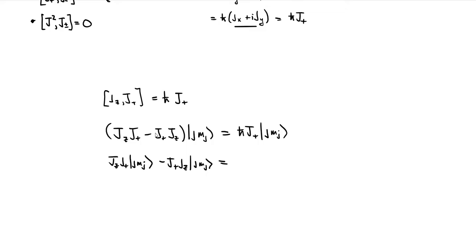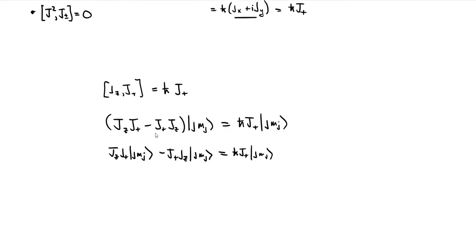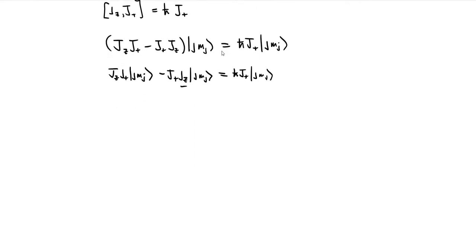J_z J_+ |j m_j⟩ has to be equal to ħ J_+ |j m_j⟩ plus J_+ J_z |j m_j⟩, right? We know how J_z acts on that eigenstate. So J_z can be written this way: m_j ħ, acting on that |j m_j⟩, because that's the eigenvalue equation for that operator, and this is ħ J_+ |j m_j⟩. Now, this is just a scalar, so we can move it to the other side.